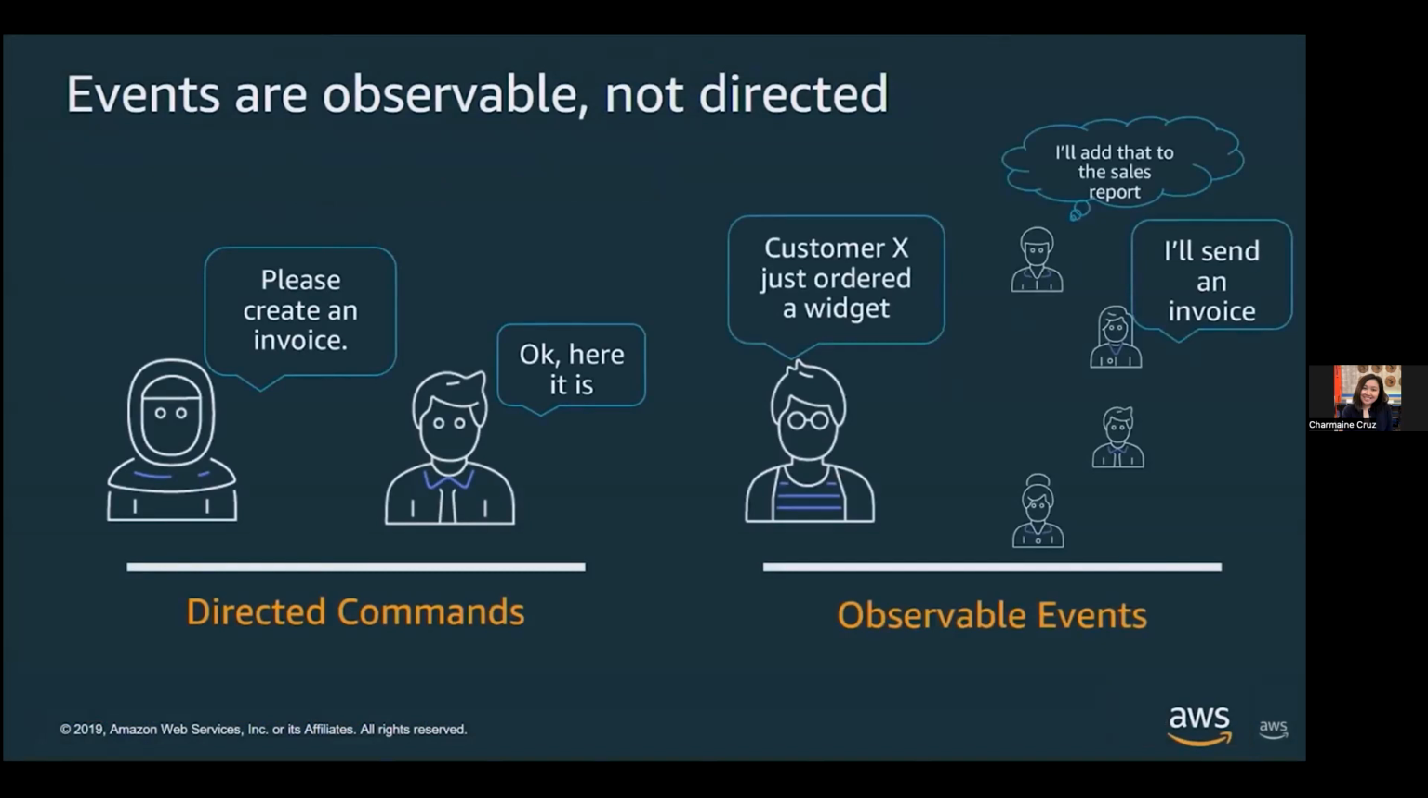So in this case, the person on the left says, customer X just ordered a widget. A person at the back hears that and says, I will add that to a sales report. Another person hears it and decides to add it to an invoice. And two other people hear it but take no action. The benefits of this are that event producers don't need to have any knowledge about who's listening to these events. And this keeps them simple. It allows other services to consume events without needing upstream changes.